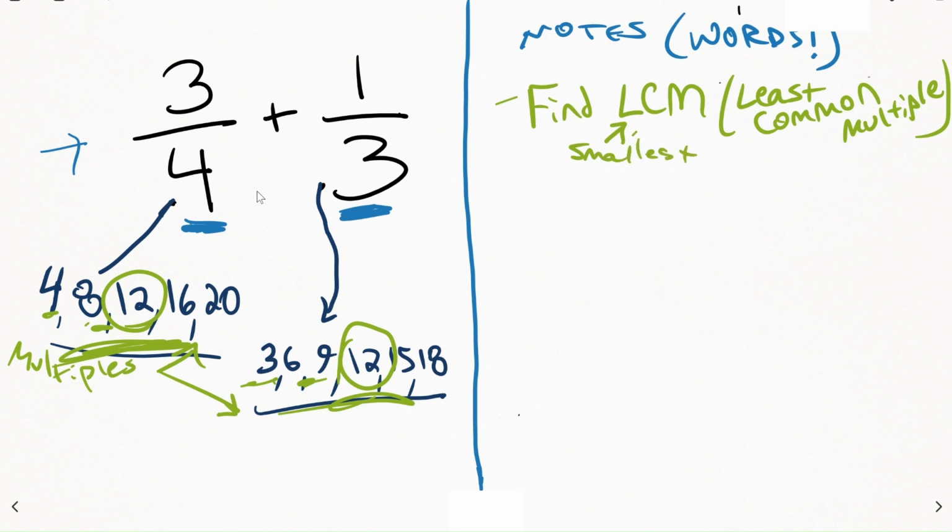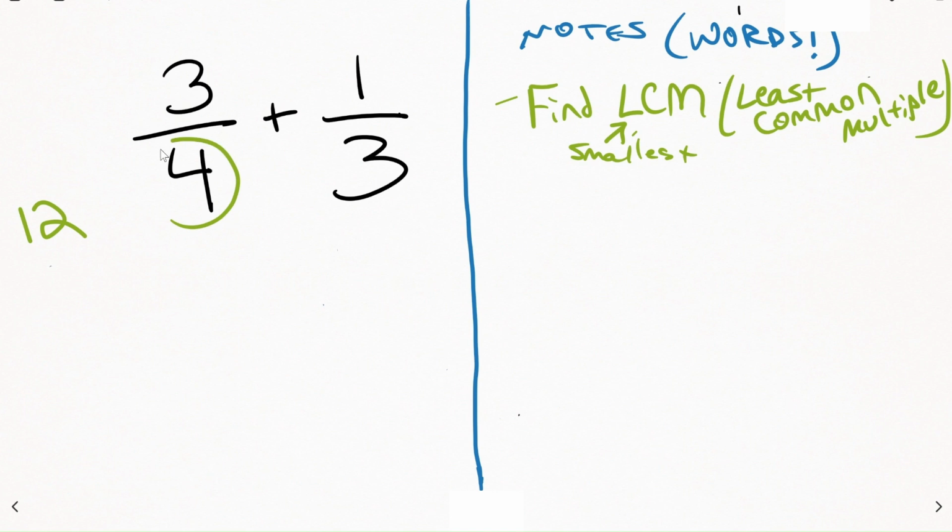So we found 12. So now we are going to change both the 4 and the 3 into 12. And remember, what you do on the bottom, you've got to do on the top. So whatever we do on the bottom to change this 4 and 3 into 12, we've got to do on the top as well. So now 4 divides into 12 how many times? Well, 4, 8, 12. So that's 3, right? 1, 2, 3. So in order to turn the 4 into 12, we need to multiply the 4 by 3.